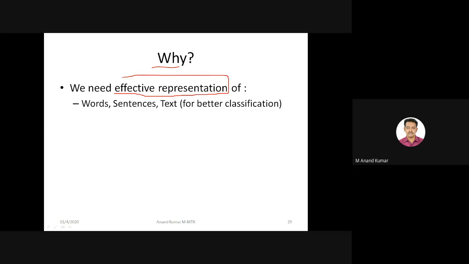It should not be just a representation like a random number or ID, like wherever the word starts with A, I give one. The number should be meaningful. How do we make that meaningful? If you are representing words as a meaningful representation, then the sentences will be meaningful, and the complete text document will be meaningful.